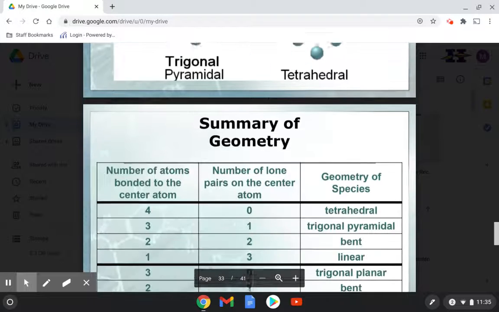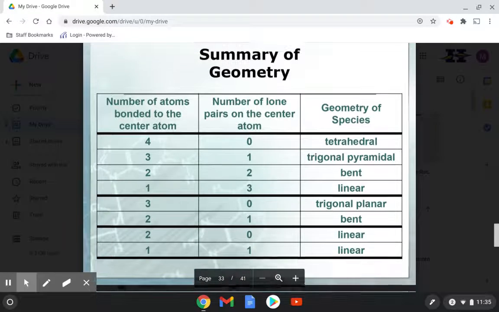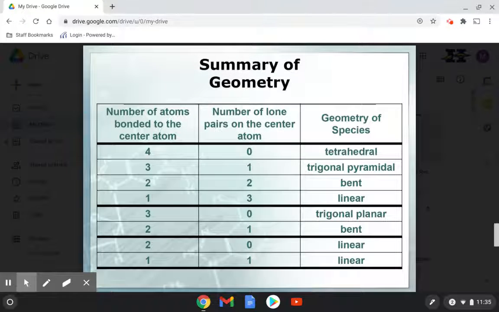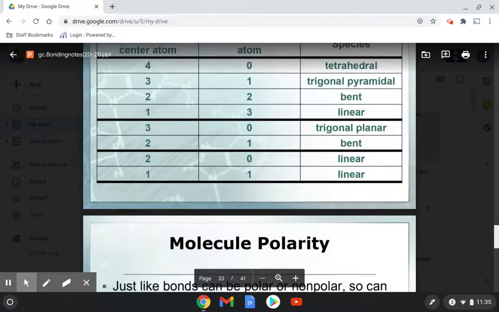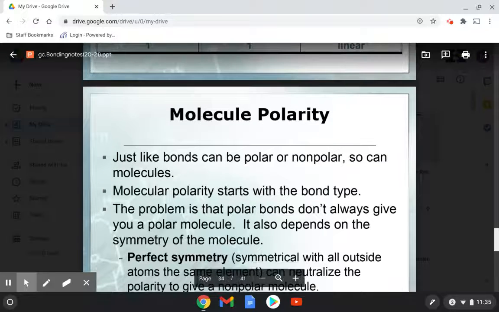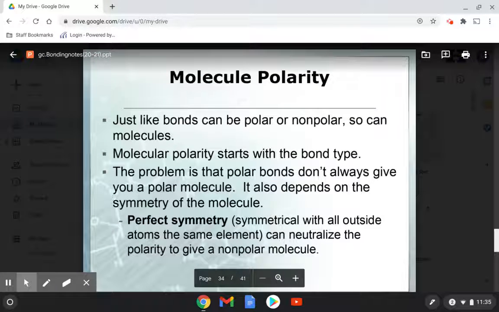And then here's a nice summary of the geometry. Here's a nice chart: number of atoms bonded to the center atom, number of lone pairs on the center atom, and then the geometry of the species. If you follow all of these, this will lead you to the name of that geometry. Again, this should be in your notes. If not, you will write this in. And then we'll get into molecule polarity just real quick.